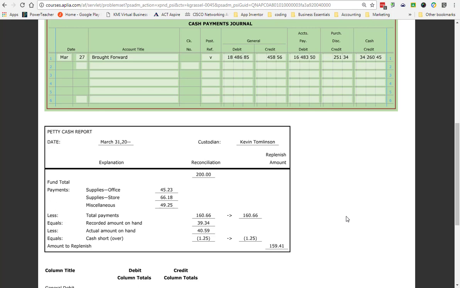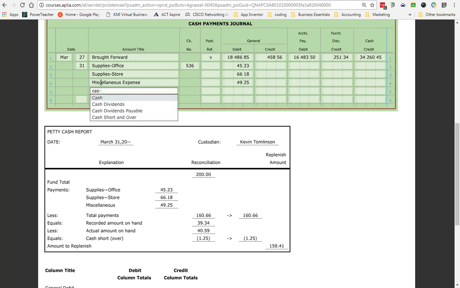One of the things students always try to do when we replenish petty cash is use the account title petty cash, but we never do that. We always just use what we're affecting. So I'm going to put the date of the 31st. Then I'm going to do supplies office. Check number is going to be 536. And supplies office is 4523. Supplies store, 6618. Miscellaneous, 4925.